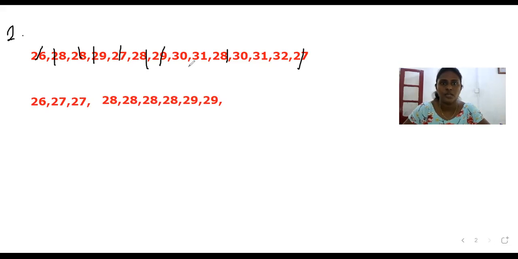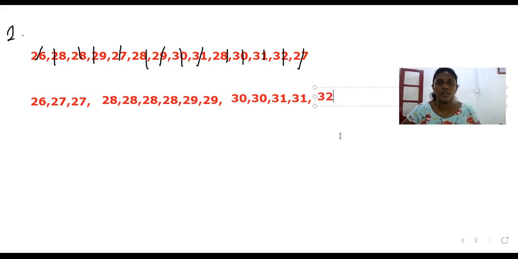29 has 2 times. Then 31, 2. 30 has 2 times. Then 31 also there are 2 times. Now remain only 32. So after that, check whether you have written 14: 3, 6, 9, 10, 14.